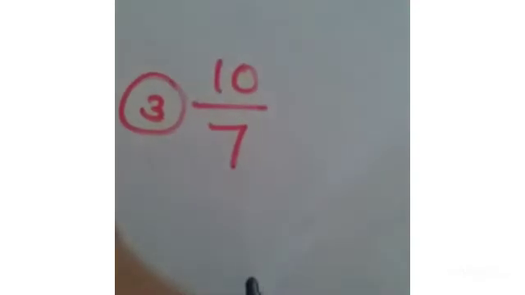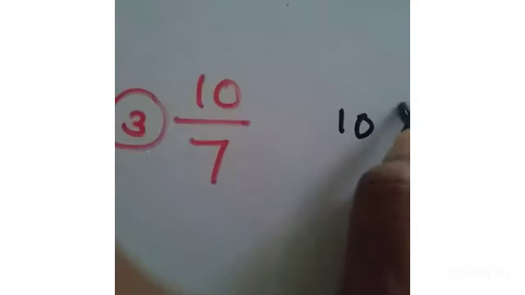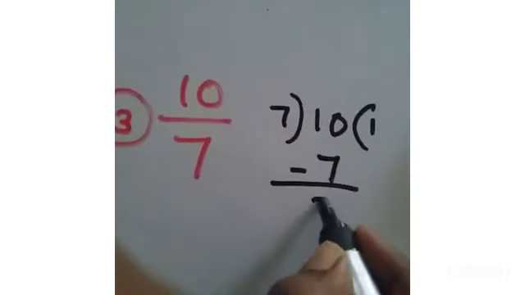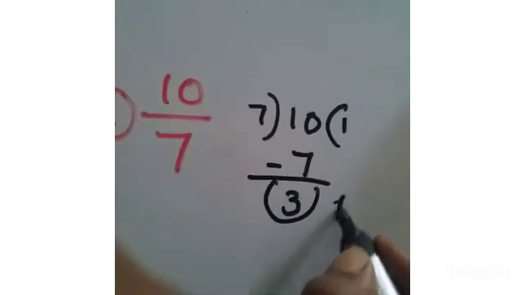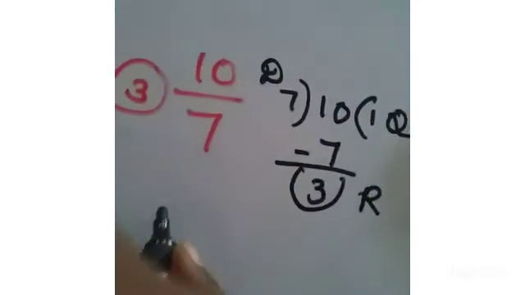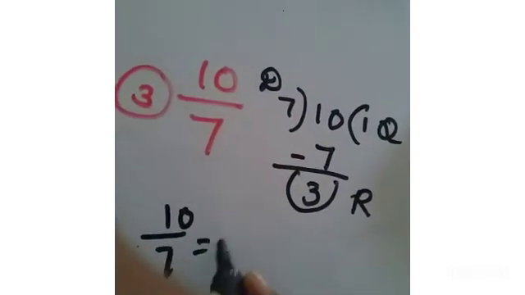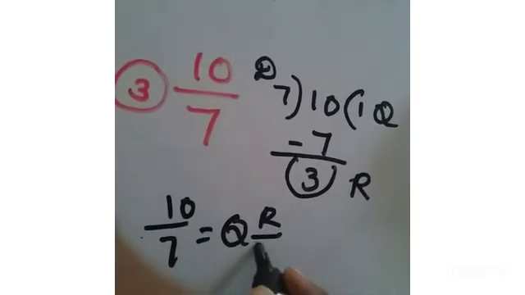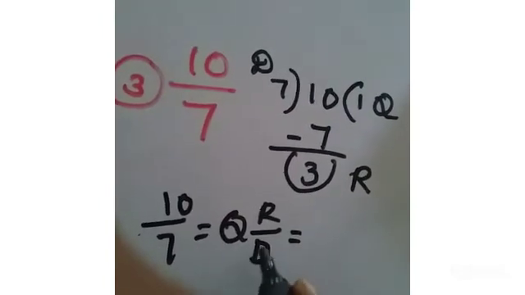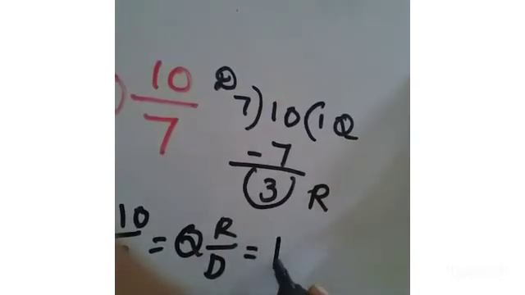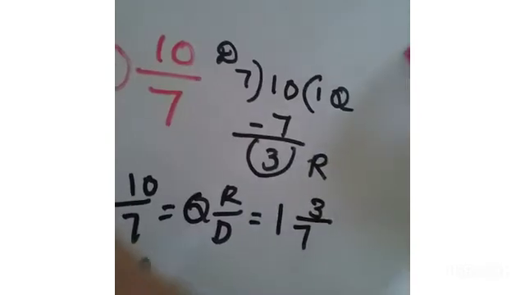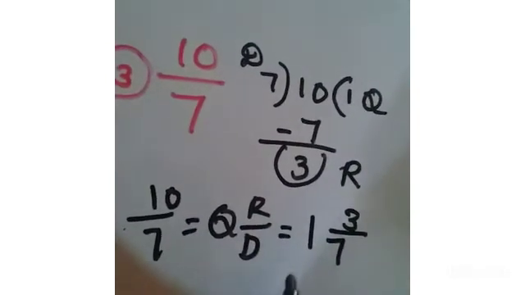Third one. 10 by 7. 7 ones are 7. 10 minus 7, 3. Remainder, quotient, divisor. So 10 by 7 is equal to Q R by D. Q is 1, remainder 3, divisor 7. So 1, 3 by 7.